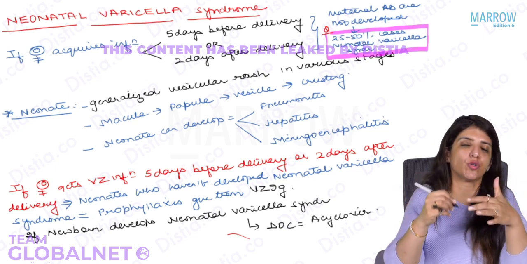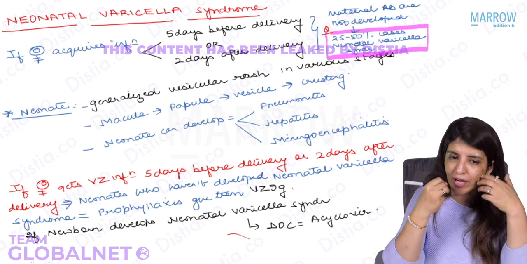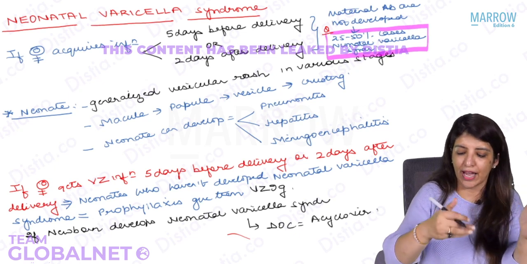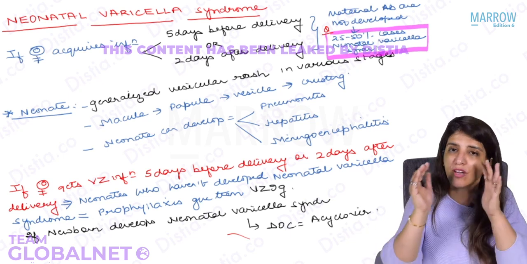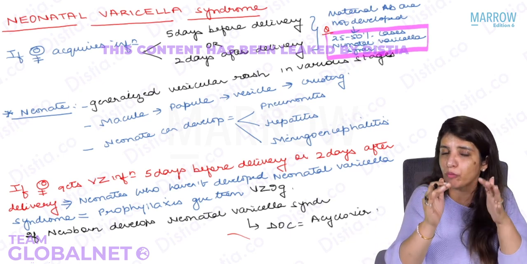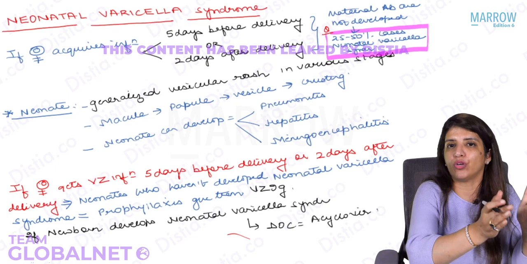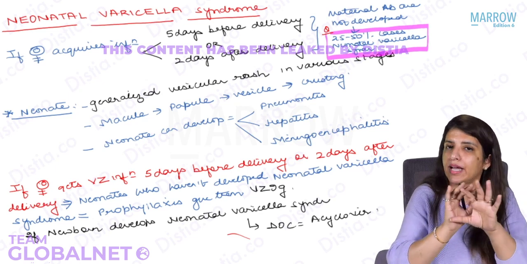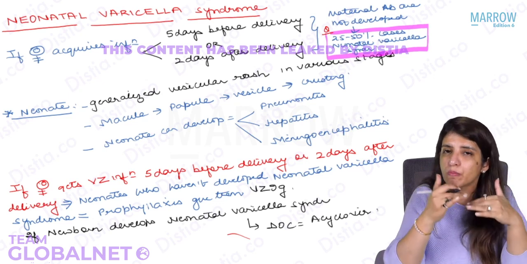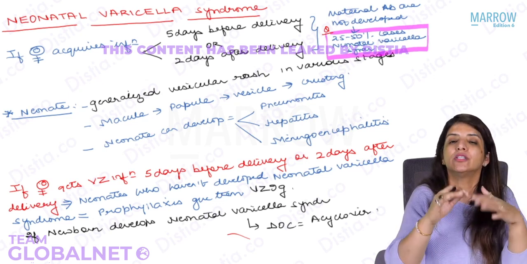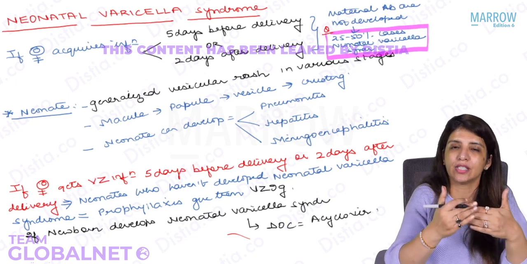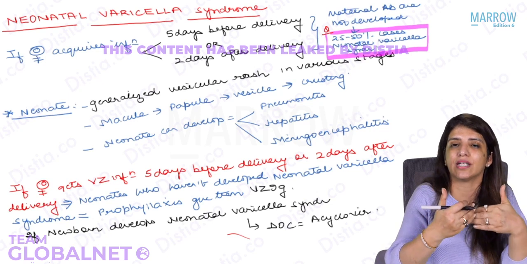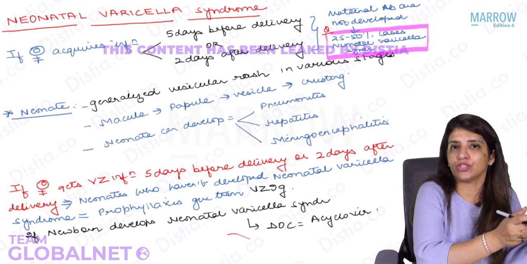The second risk period for varicella, for having chickenpox during pregnancy, is 5 days before delivery and/or 2 days after delivery. So if a pregnant female gets chickenpox infection 5 days before delivery or 2 days after delivery, then by that time maternal antibodies are not formed, and because maternal antibodies are not formed, the neonate will not be protected, and now in 25 to 50% of cases, it is going to result in neonatal varicella syndrome.